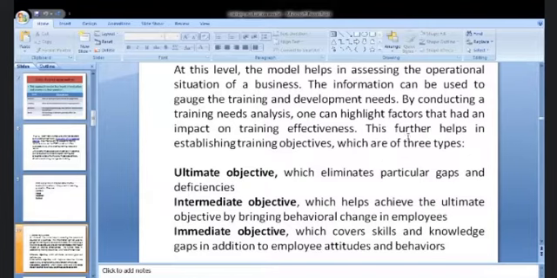Okay, this context evaluation will help you to define the objectives at three levels. The ultimate objective is to eliminate the particular gaps, like the gaps between the expected performance and the actual performance. Intermediate objectives will help you achieve the ultimate objectives by bringing certain behavioral changes among the employees. Immediate objectives cover skills and knowledge gaps in addition to the attitudes and behavior.